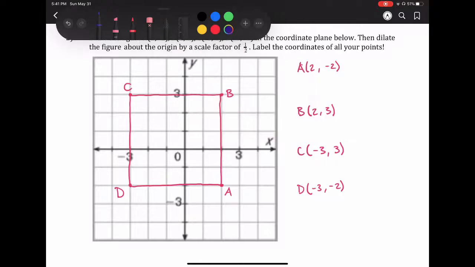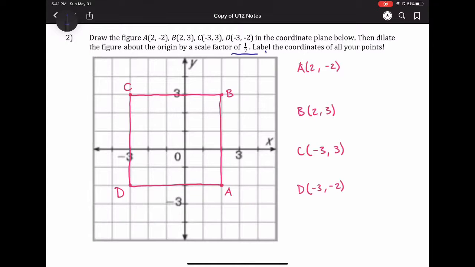So let's go ahead and make note that we have K is equal to 1/2. And I'm looking for my coordinates Kx and Ky. Alright, so starting with point A, I have my x of 2 times my scale factor of k, which is 1/2. 2 times 1/2 is equal to 1. I have my y of negative 2. Negative 2 times 1/2 is equal to negative 1. So my new point A is at the point 1, negative 1.